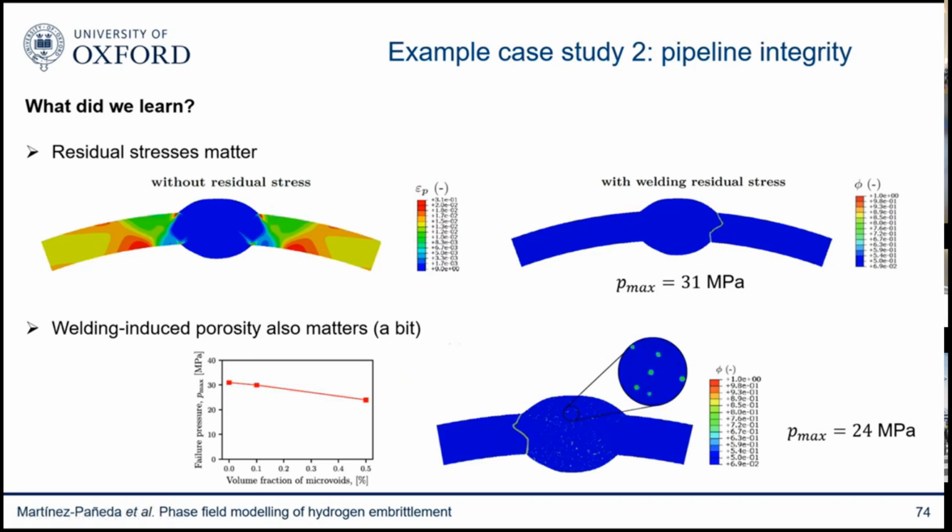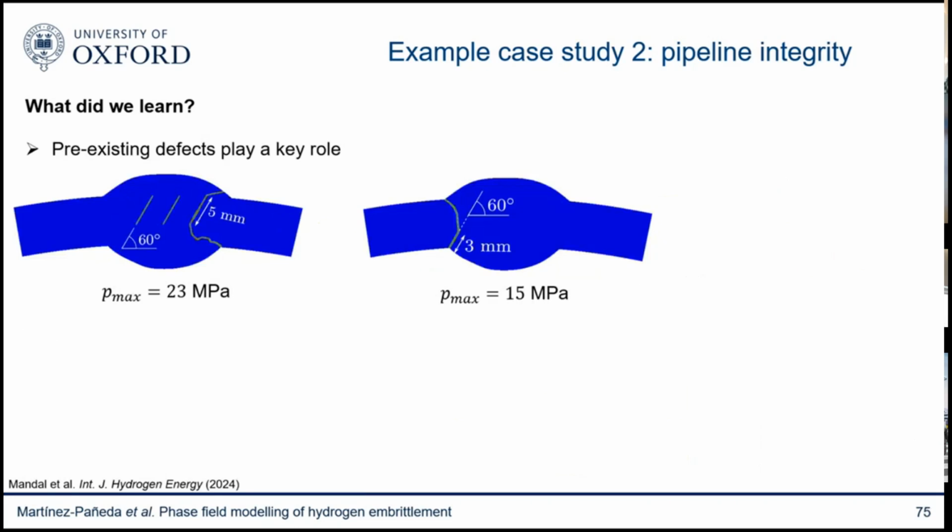We also worried about weld-induced porosity. So we introduced some random porosity for volume fractions of microvoids that are typical for welds. And there we saw a small effect, but not a big effect. So we thought, welding-induced porosity might play a secondary role. Of course, what we expected is that pre-existing defects will play a major role, and they did. So we tried to do a systematic study on the type of defect, their orientation, how these play a role.